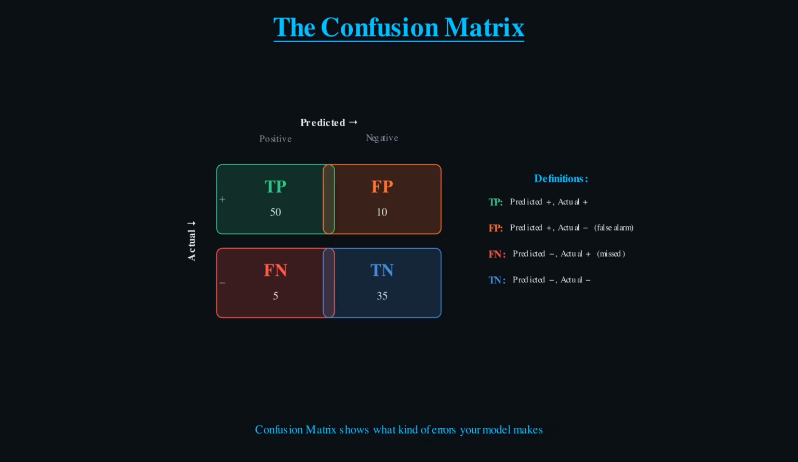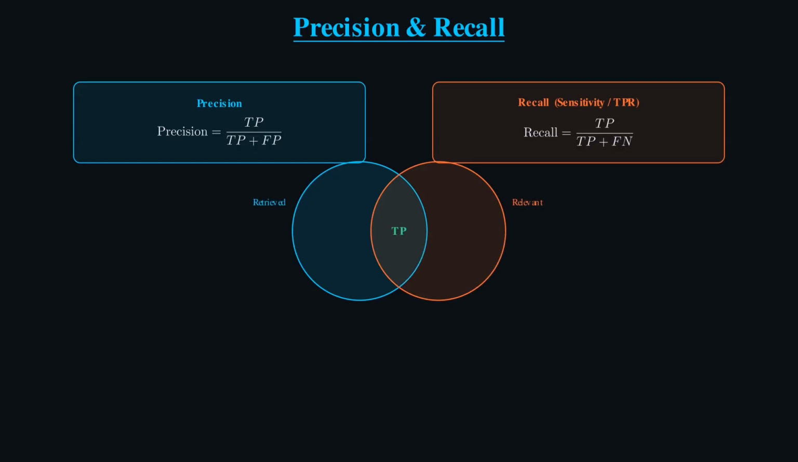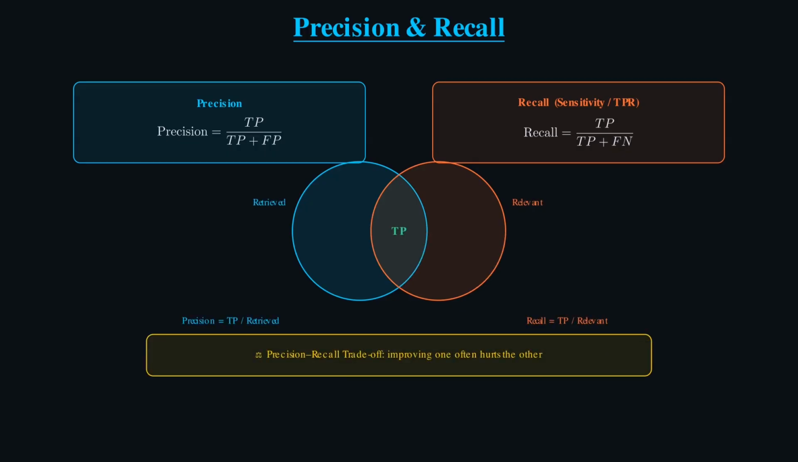From those 4 buckets, we extract precision and recall. Precision measures quality. Of all flagged positives, how many were actually correct? Recall measures coverage. Of all real positives out there, how many did your model actually catch?